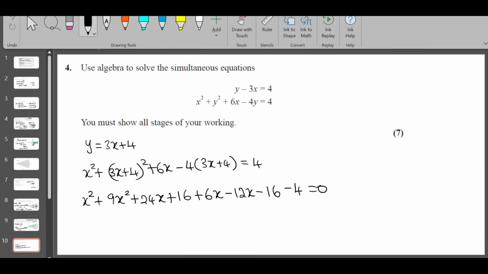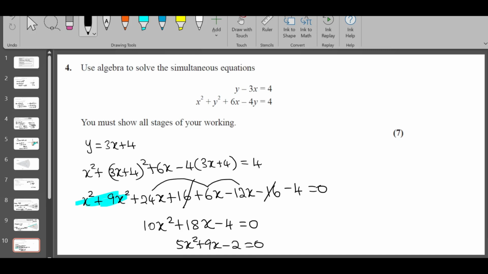Now simplify the like terms. X square plus 9x square is 10x square. 24 plus 6 is 30 minus 12 is 18x. 16 and 16 will be cancelled, minus 4 is 0. Divide throughout by 2, you will get 5x square plus 9x minus 2 is 0.